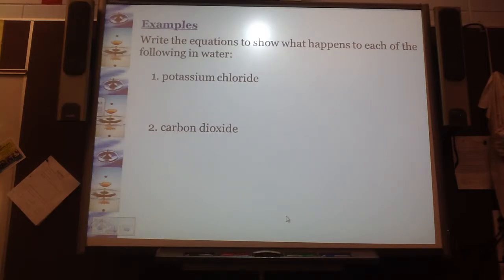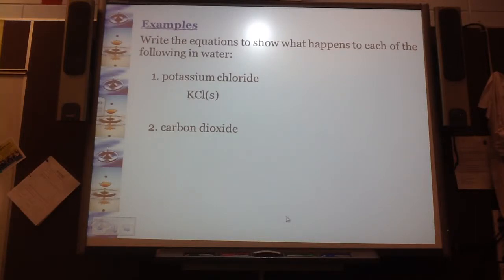For example, potassium chloride. Write out the formula for potassium chloride. That's the first thing you do. Is potassium chloride ionic or molecular? It is ionic. It's made from ions. So we have our KCl. We can assume it starts as a solid, and this is a dissociation or ionization equation. So our arrow represents when we put it into water.